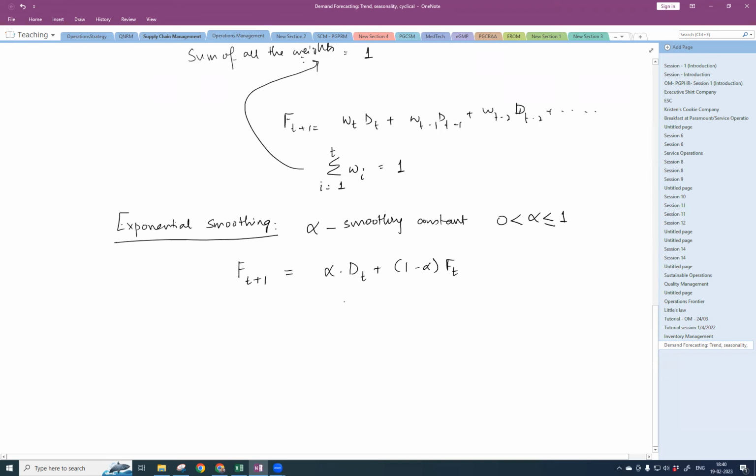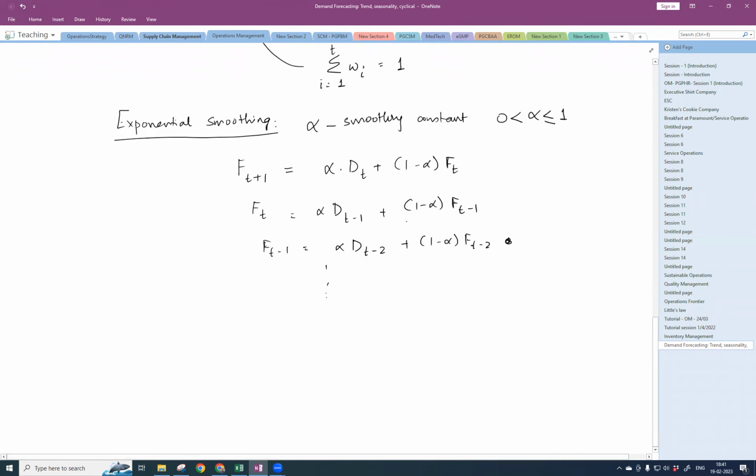Now, we said that this is a recursive formula. That means Ft in this particular case can also be written as alpha dt minus 1 plus 1 minus alpha ft minus 1. And the same way, ft minus 1 can also be written as alpha dt minus 2 plus 1 minus alpha ft minus 2, and so on. Right? So you can continue this particular thing again and again.